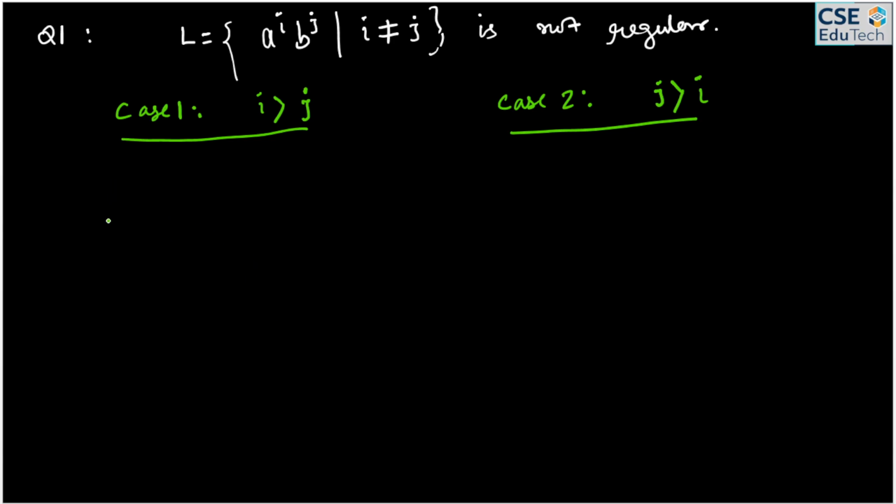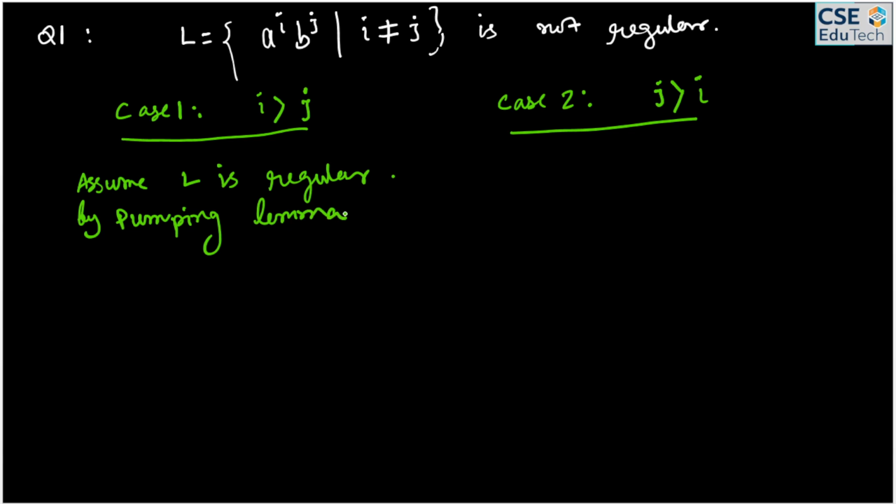As we know in the pumping lemma, initially we have to assume that L is regular. So we assume L is regular. Now, by the pumping lemma, we can write Z equal to a to the power i, b to the power j, that is uvw. In this pattern, we can break the string such that the length of uv is less than or equal to n, where n is the number of states of the finite automaton, and the length of v should be greater than 0.